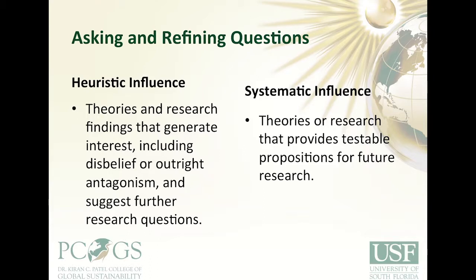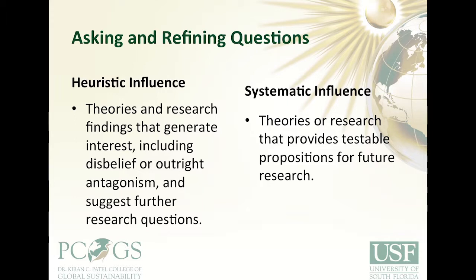So like I said before, research is about questions, asking and refining questions. There's two ways we can look at this process of questioning. One is the heuristic influence, and this is where theories and research findings generate interest. And so it could be things such as disbelief or outright antagonism, but it suggests further research questions. So what it's basically saying here, these are questions that come from what's being told, what's being seen, what's observed, and it creates more questions. It generates more things that you want to know.